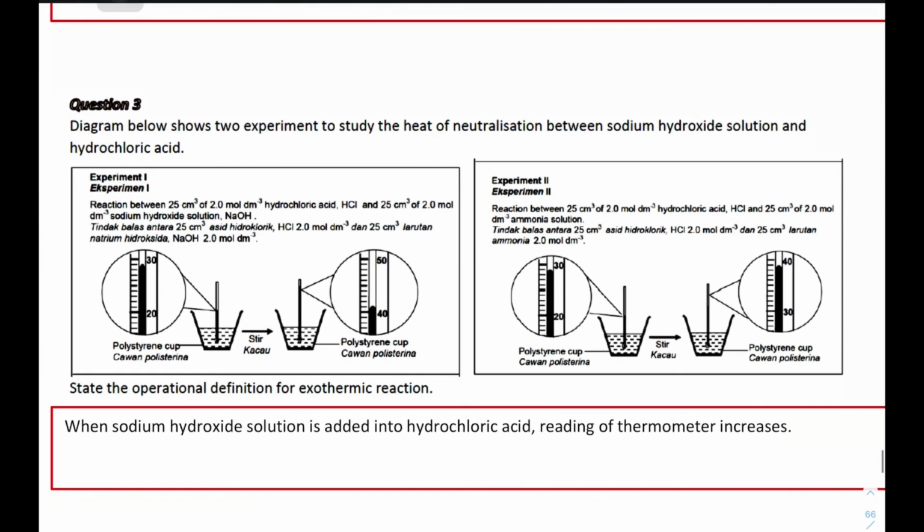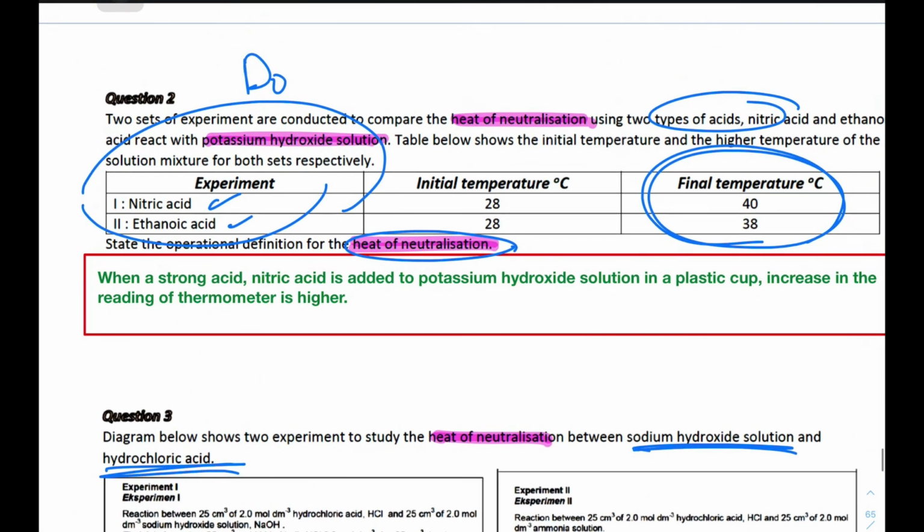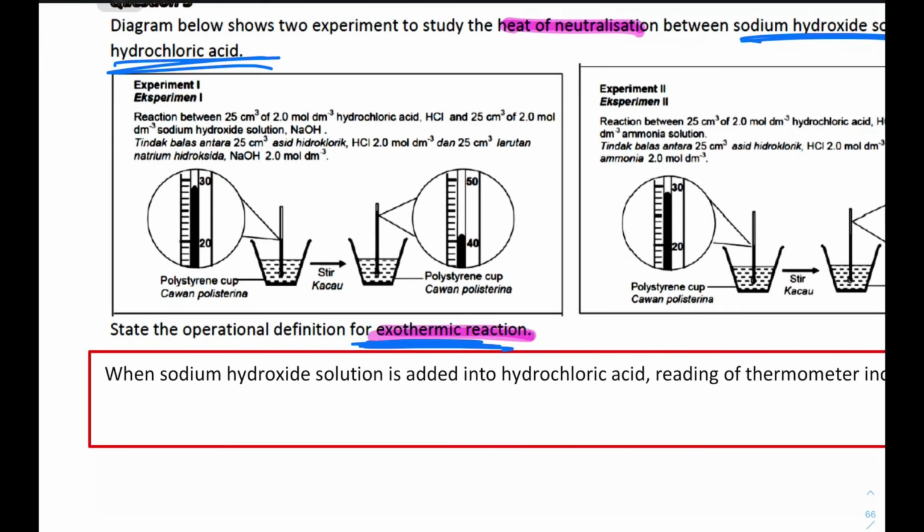Next, this is almost the same. It's also heat of neutralization by reacting sodium hydroxide and hydrochloric acid. But the question is different. The question wants us to give the operational definition for exothermic reaction, which is different from the previous question. The previous question wanted us to find heat of neutralization so we can compare whether the heat released is high or low. But this time, they just want us to prove that the reaction is exothermic.